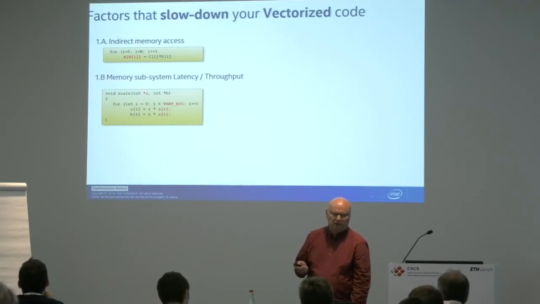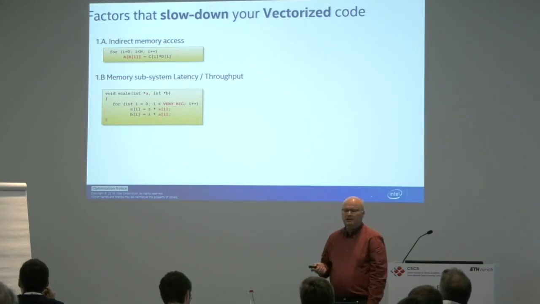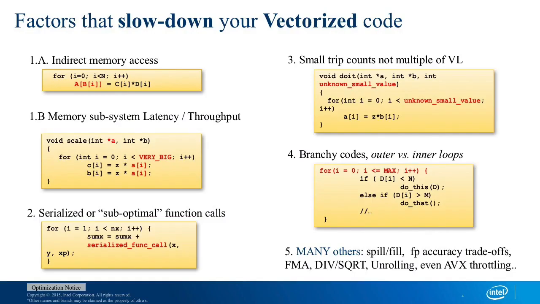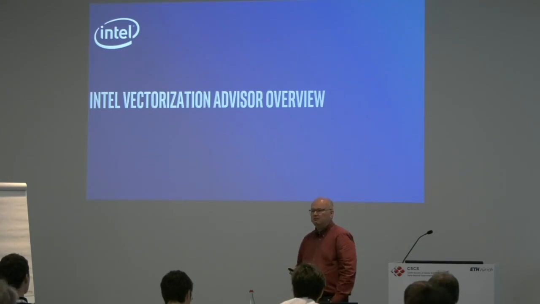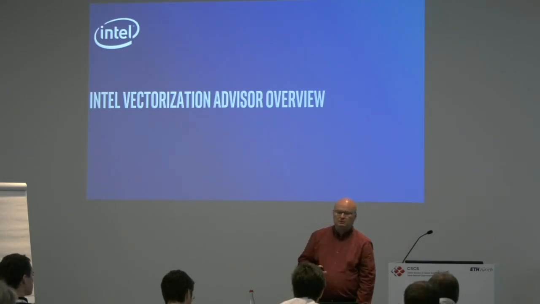You could have the memory system latency and throughput. So when you have a plain loop and a very big index here, then you can run into bandwidth problems that prevent you from good vectorization. Then you might have function calls which are serialized, so you don't know what happens in the function, and this is much easier, I would say, than using VTune.